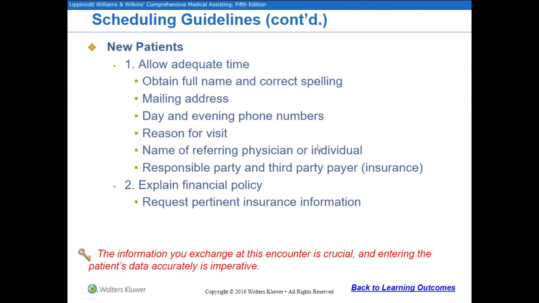Okay. So new patients, we've got to give them time. We have to get them to come in early to fill out paperwork. When we're on the phone with them, we want to collect as much information as possible, including the third party payer, which is the insurance company. Explain the financial policy. What happens if they no show? How much will they be charged? If they're a self-pay patient, how much would they be responsible for?